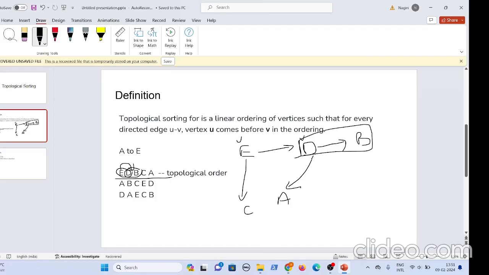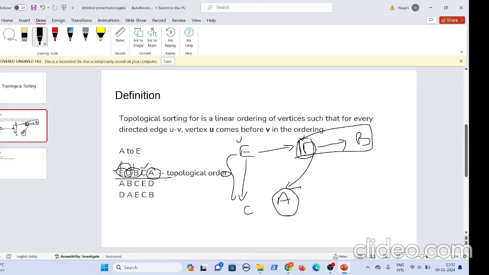Done. And here A comes after D, like D should come first and A should come after that. So if you see, these need not be adjacent. Here D is at second place and A is at the last place. This is also fine. It need not be adjacent, but it should come before. And even if you see the edge E to C, then E should come before C. Here E is here and C is here.